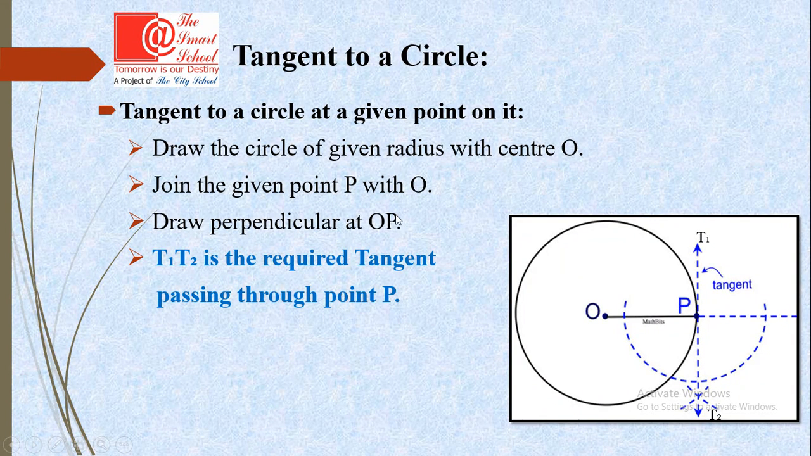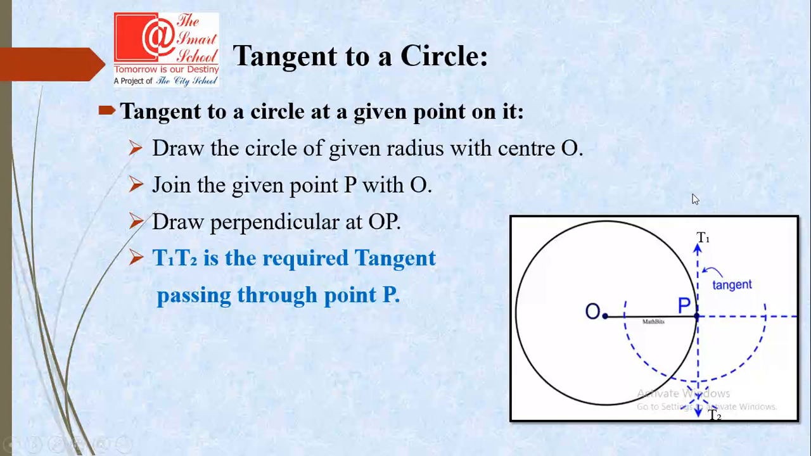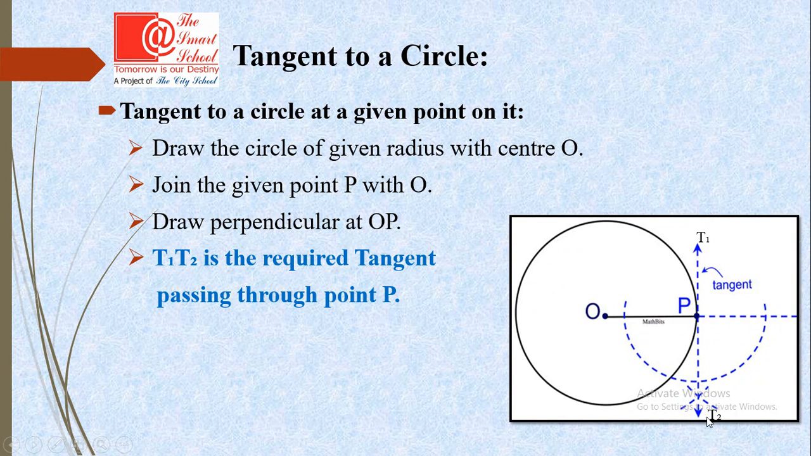Draw a perpendicular at OP. Now this is OP. Draw a perpendicular to it. So this line T1 T2 is the perpendicular on it. And you know how to draw a perpendicular. We extend this line, and then make a perpendicular bisector on this point. So this is perpendicular to OP. Now T1 T2 is the required tangent passing through point P. T1 T2 is the name of the line, and this is the tangent. It is just touching the circle at this point.